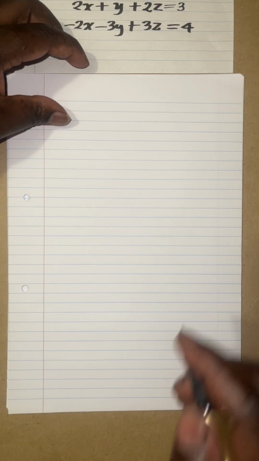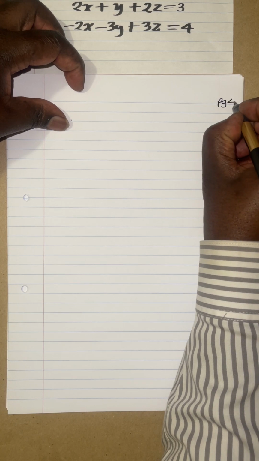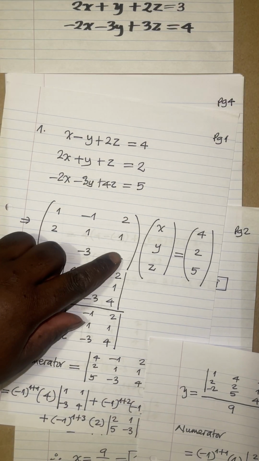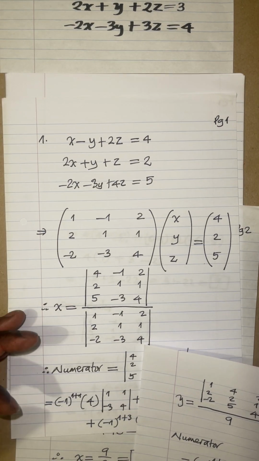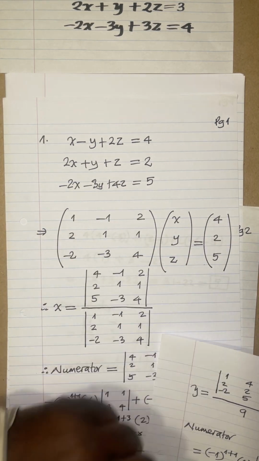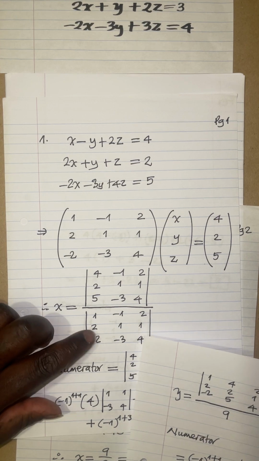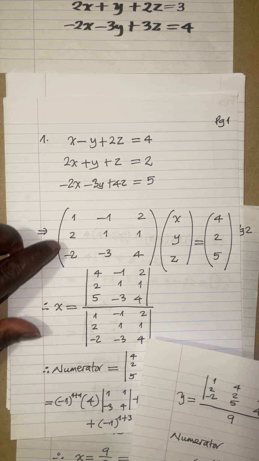Let me put these papers aside. Page 4. Remember this time, let me take some of these pages here. This time, we're going to replace these numbers, which are coefficients of y, by those numbers. We keep these ones just like that. And the denominator still remains the determinant of the coefficient matrix.